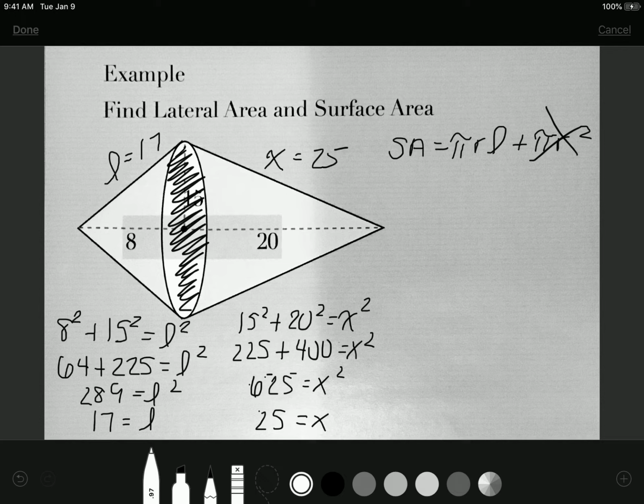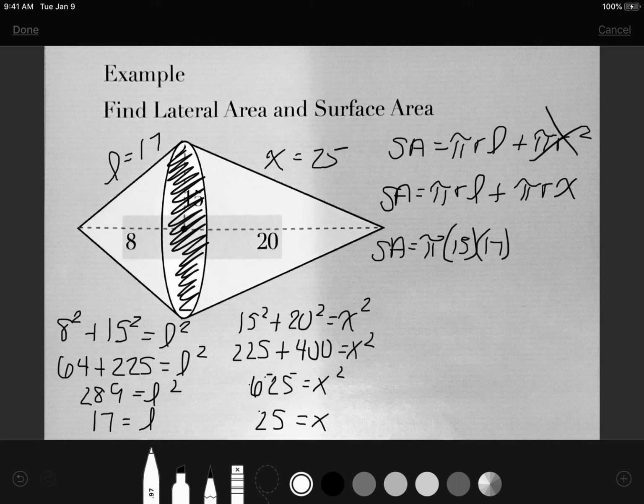So we're going to take both measurements that we have, and really we're going to do pi r L, and I'm going to replace the L with the x that we calculated. So in our smaller one, we have pi times 15 times 17. And in our bigger one, we have pi times 15 times 25.